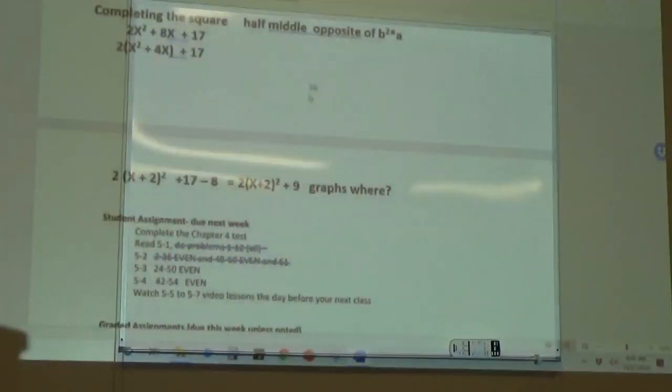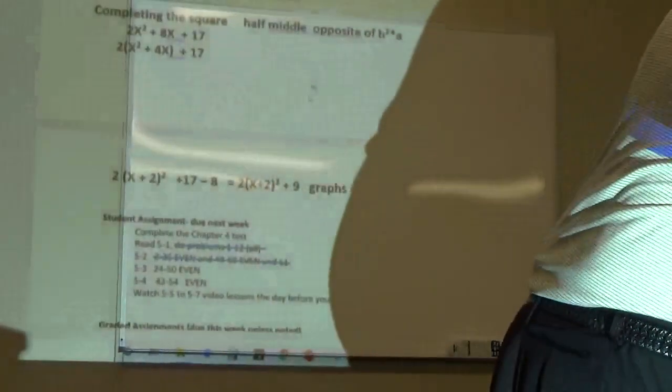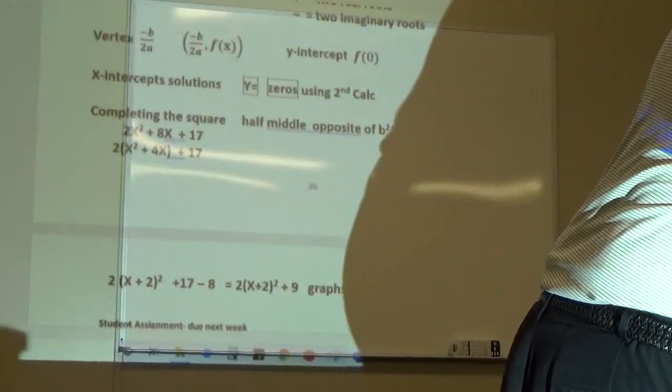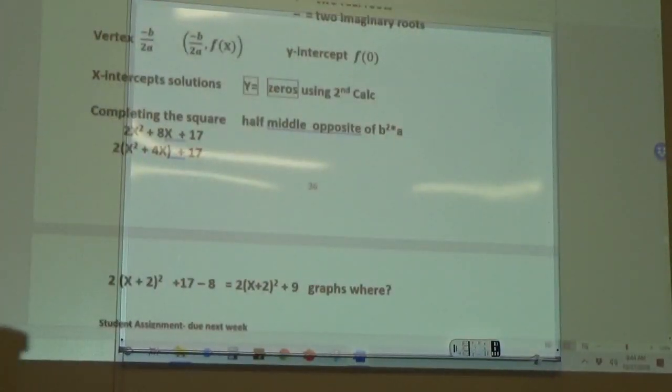Pull this. Pull it down. Okay. So we're going to talk about completing the square here. Let me move this just a tad.